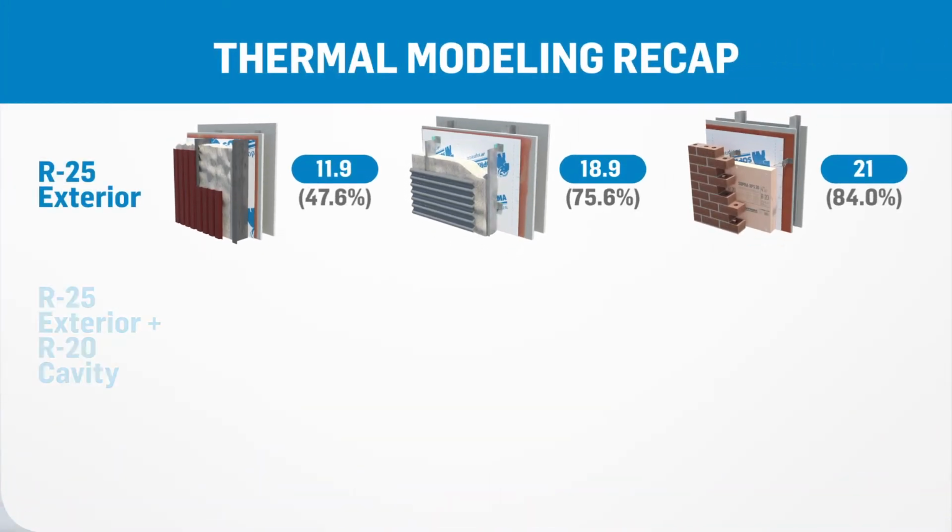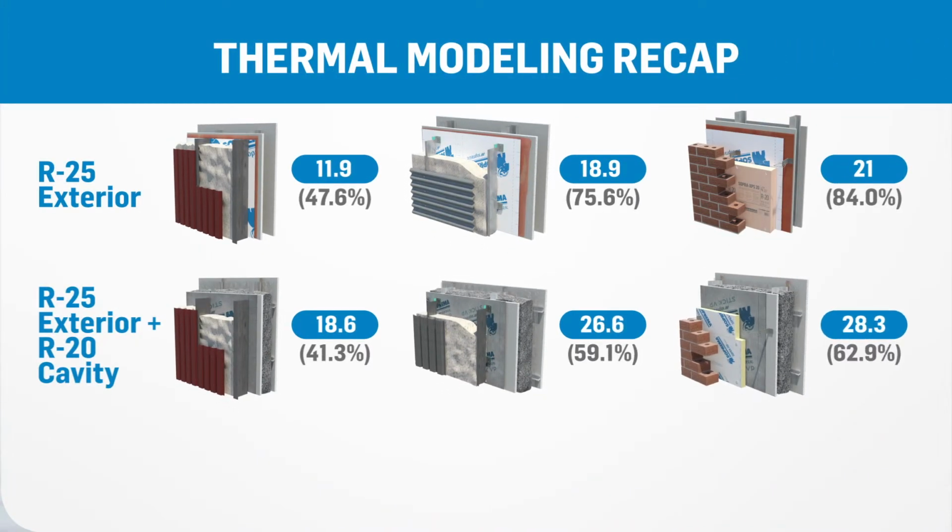Here's a recap of the 6 assemblies that were presented so far. Between the upper series, assemblies without insulation in the cavity, and the lower series, where insulation has been added in the cavity, the percent retention numbers decrease. They decrease because the added insulation is, here again, discontinuous.